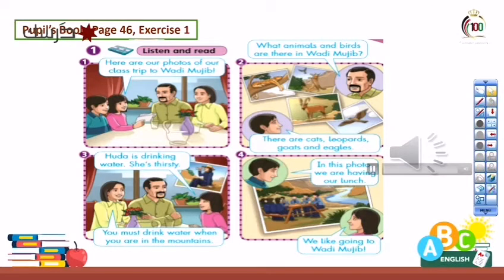Pupils Book, page 46. Unit 12, Exercise 1. Listen and read. Here are our photos of our class trip to Wadi Mujib. What animals and birds are there in Wadi Mujib? There are cats, leopards, goats, and eagles. Huda is drinking water. She's thirsty. You must drink water when you are in the mountains.